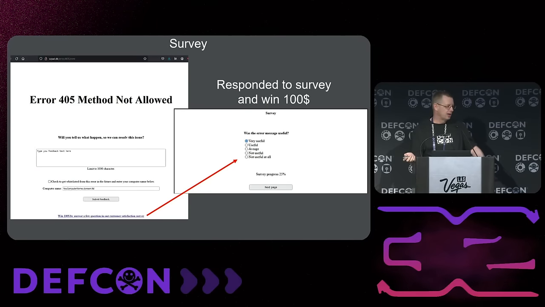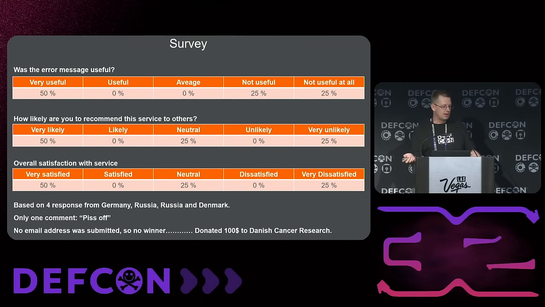So when I saw that I was getting feedback from the users, I thought, why not set up a survey asking the users how much they like my non-working proxy server that only returns errors to all the clients. So I added these three normal steps that could ask. And to my surprise, I have a higher leaning toward they really like my service and would recommend it to their friends. So this is for a non-working proxy. But there were only four responses. And there was no one submitting an email address, so the $100 is going to the Danish Cancer Fund.